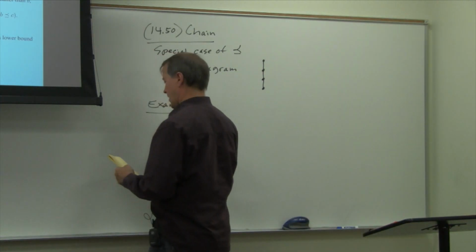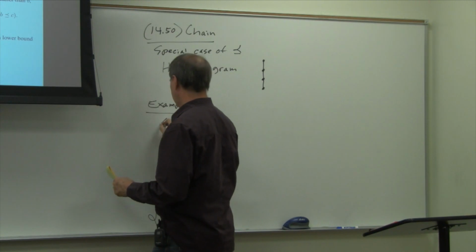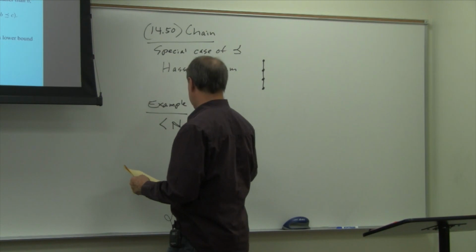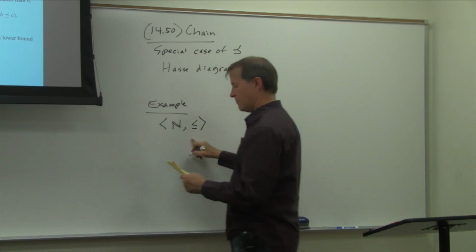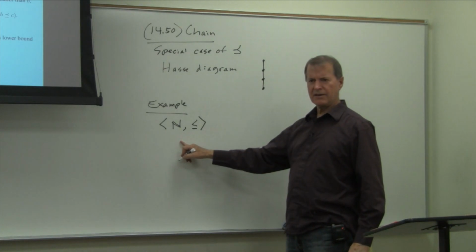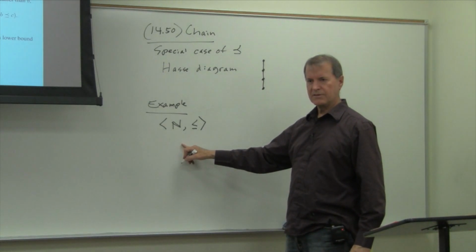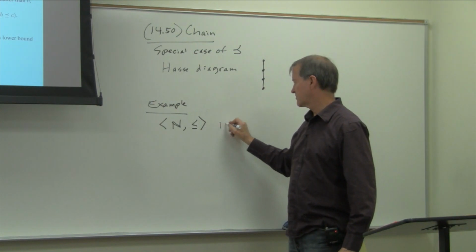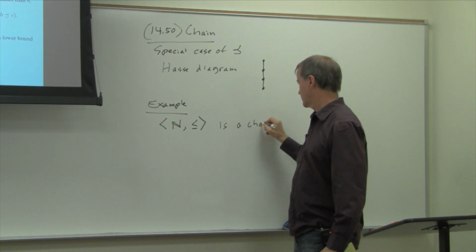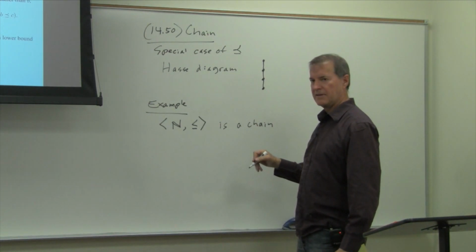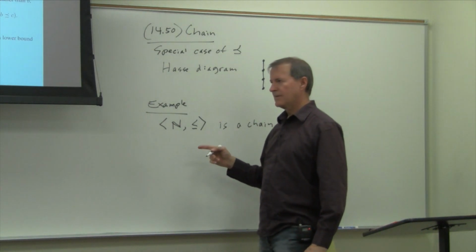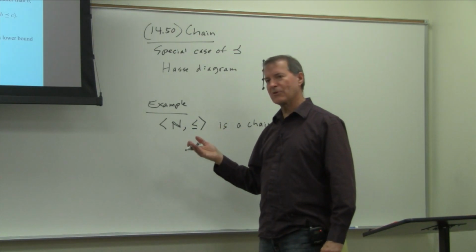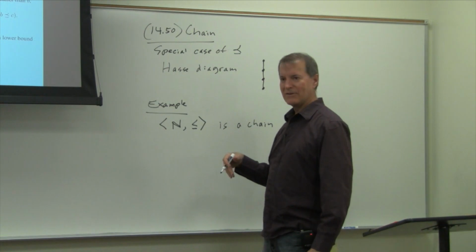How about this? The natural numbers with less than or equal to, this poset. Is this a chain? Yes, it is a chain. Every number is less than or equal to another one, or the other one is less than or equal to that. For all of them.